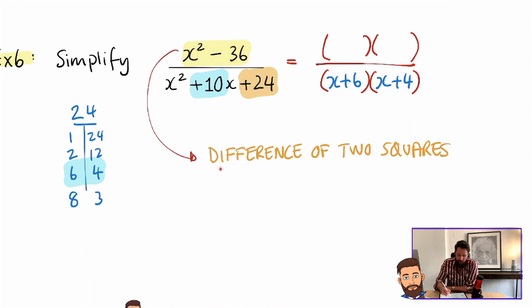And what does difference mean? Difference means you take them away. If you find the difference of two things, you're taking them away. So that is what we call the difference of two squares. And you should be trying to spot that all the time.